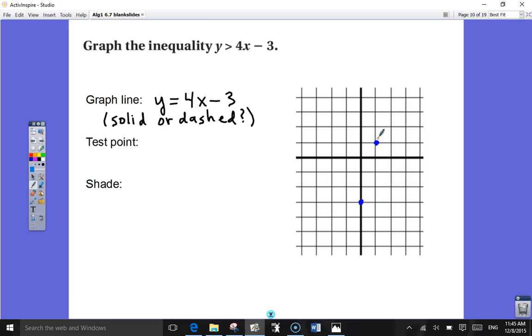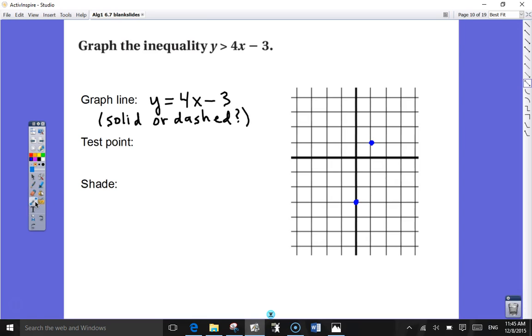Now before I draw the line, I've got to decide, should I use a solid or a dashed line? It's a greater than. Should I use solid or dashed? That's a dash. So let me pick my line. And I think I've got a dashed on there. And is it blue? Yes. So it should look something like this. Okay. So there's my line. That was step 1.